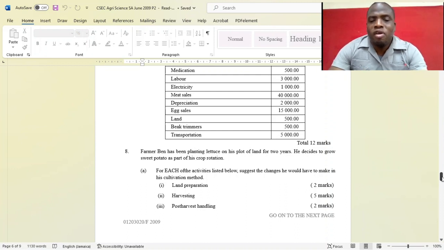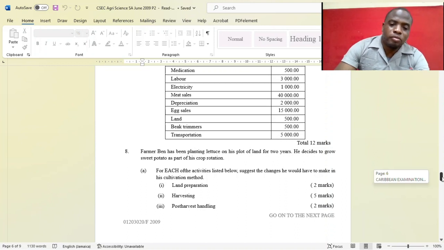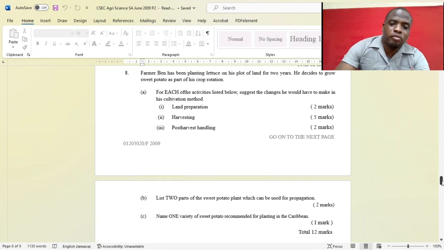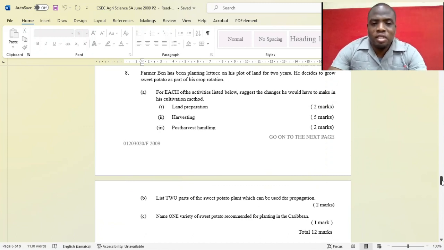But in terms of post-harvest, you would want to put the lettuce in a cooler to maintain that shelf life. The sweet potato, you can basically remove the soil and keep it at room temperature. You may also use crates for the sweet potato. For lettuce, you will use perforated bags to place the lettuce in.